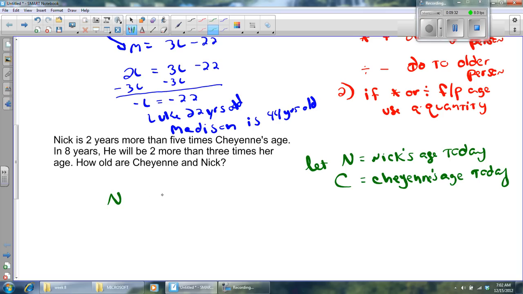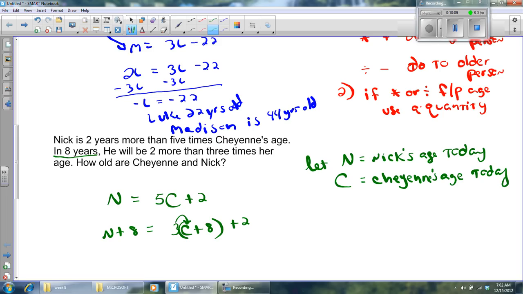All right, so Nick is 2 years more than 5 times Cheyenne's age. So to make them equal, I'm going to need 5 times Cheyenne's age, but I'm still going to be too short, so I have to add 2. And there's my first equation. Now in 8 years, I need the future equation. So I'm going to need Nick's age in 8 years, Cheyenne's age in 8 years. He, so that's Nick, will be 2 more than 3 times her age. So I'm going to have to triple Cheyenne's age of the future. And I'm still going to be too short. And there I've got my second equation.